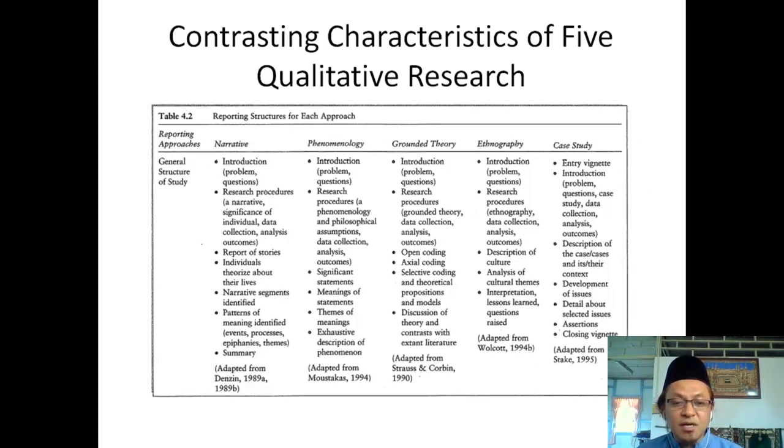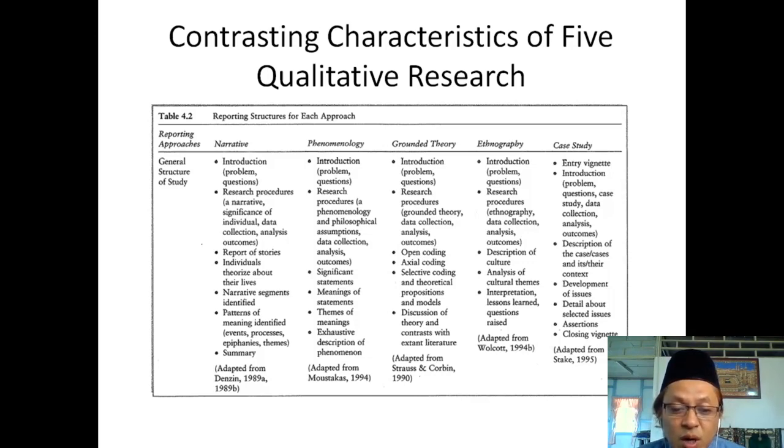Okay, the reporting structure varies for narrative. You can see on the slide we have introduction, research procedure, report of stories, individuals. Theorize about their lives, narrative segment, identified pattern of meaning, identified the event, the processes, the epiphanies, theme, summary. This is based on Denzin, 1989. Whereas for phenomenology, more or less the same, only the heading slightly different.